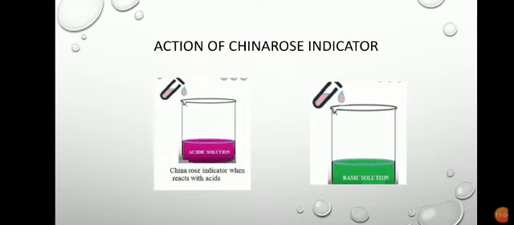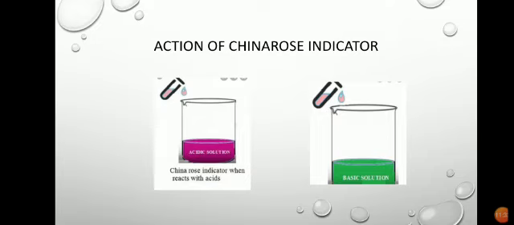Here we can see the action of the China rose indicator. In the test tube, the China rose indicator is light pink in color. Suppose in one beaker lemon juice is there, and in another beaker baking soda solution is there. If you put the China rose indicator into the acidic solution, it will change into deep pink in color, whereas if you put it in the basic solution, it will change into green in color.